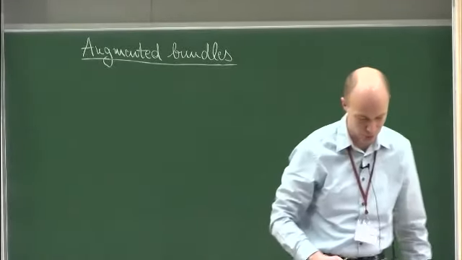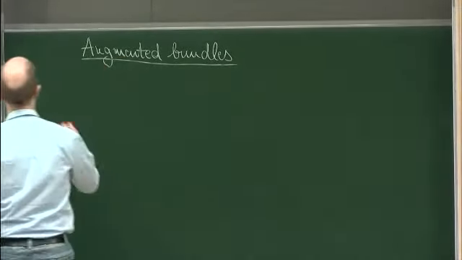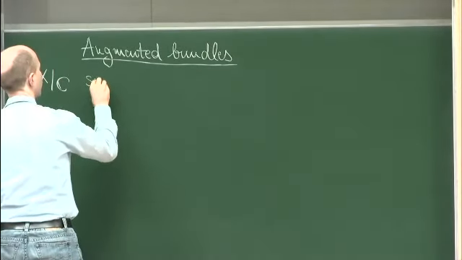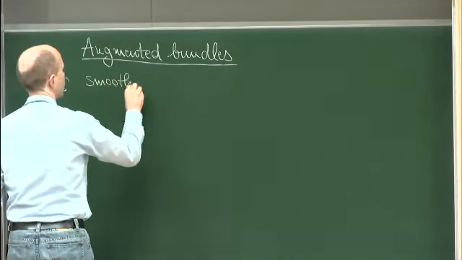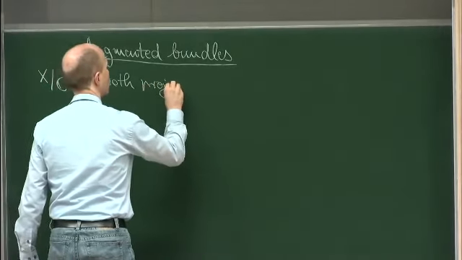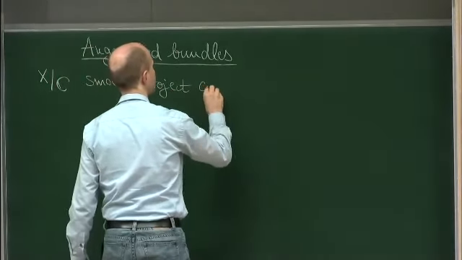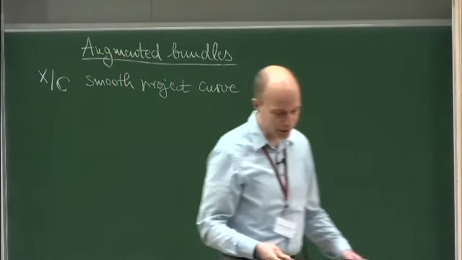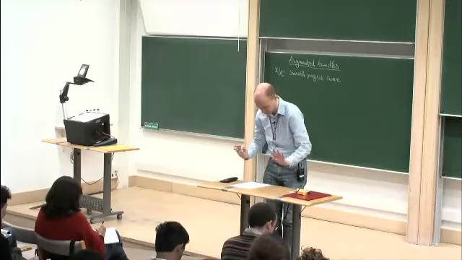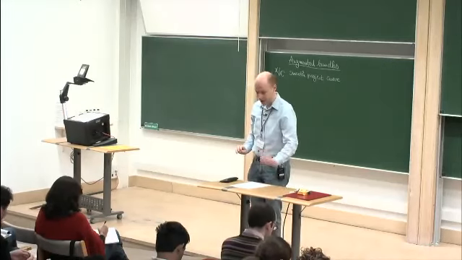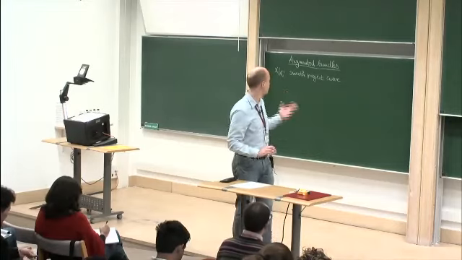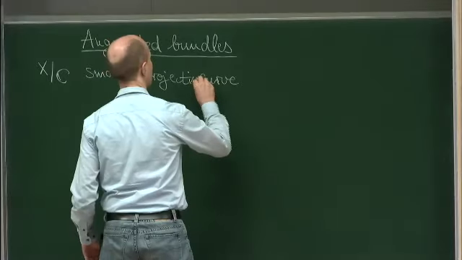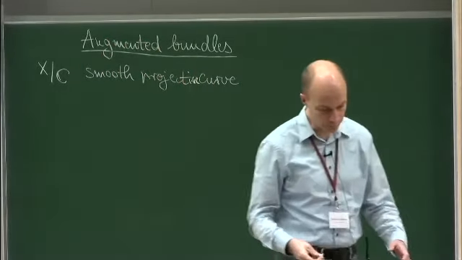What are augmented bundles? So I will work over a smooth projective curve over the complex numbers all the time. So in other words, over a compact Riemann surface. Much of that can be done more generally, also on higher dimensional varieties or other fields, but to present the ideas, I will take the simplest and most classical case, which is this one.